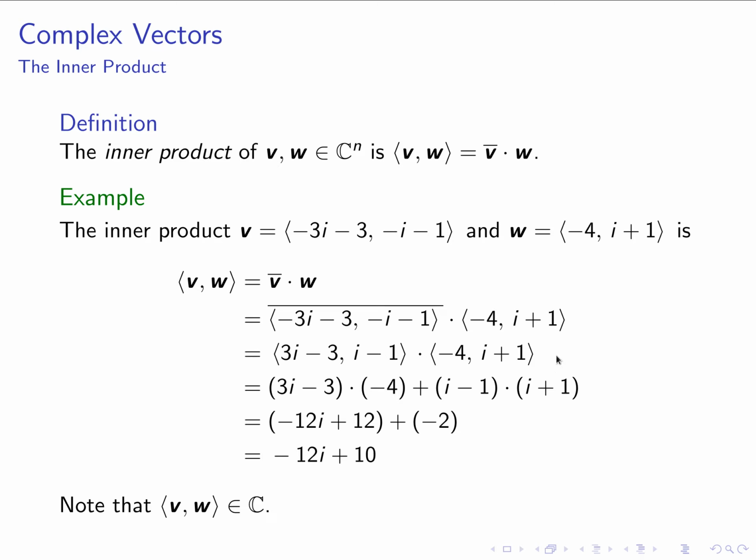So one thing to point out about this example is after taking the inner product of these two complex vectors, we ended up with a complex number.